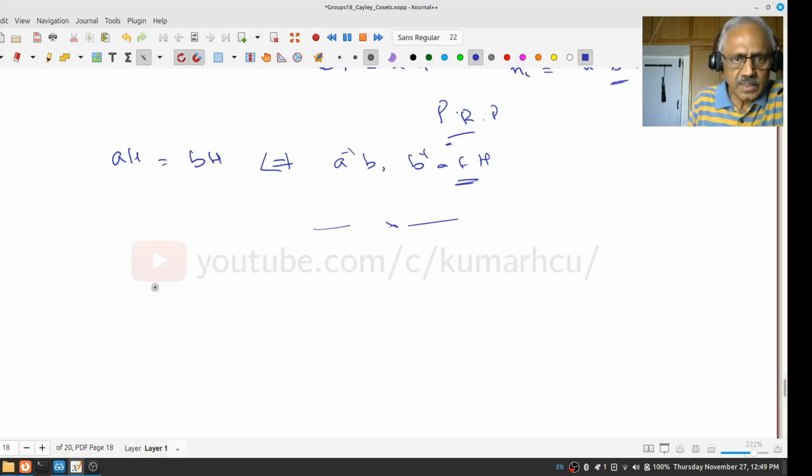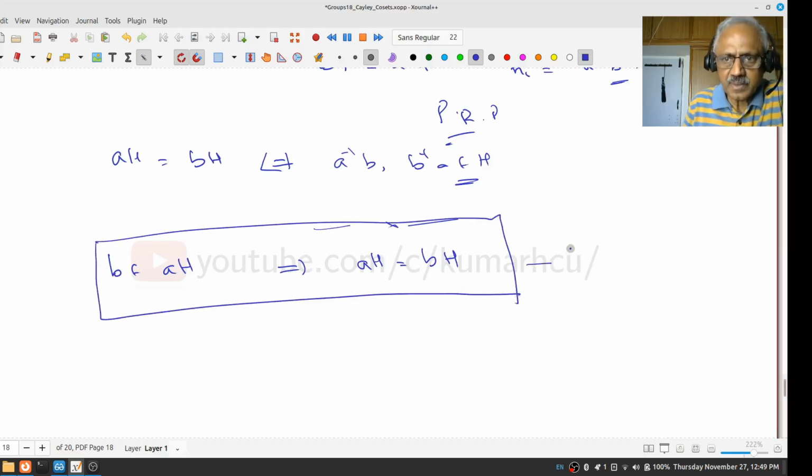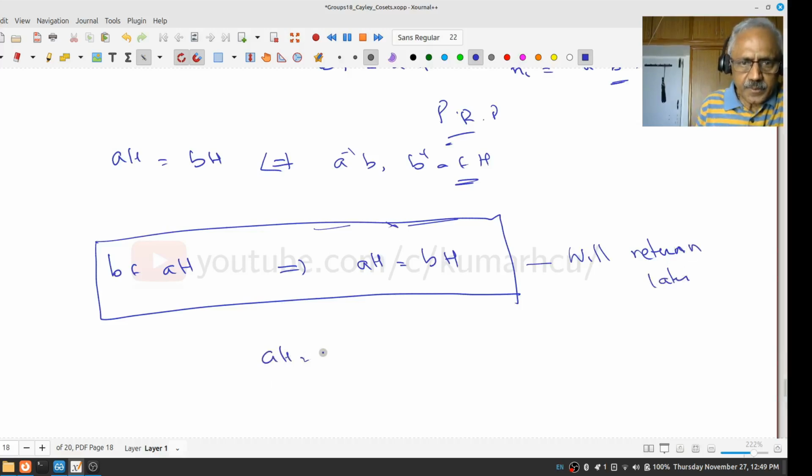Third thing is, suppose b belongs to aH, then I claim the cosets defined satisfy aH equals bH. Before that, I will go back to my analogy. We'll return later. So aH equals bH if and only if a inverse b and b inverse a belong to H.